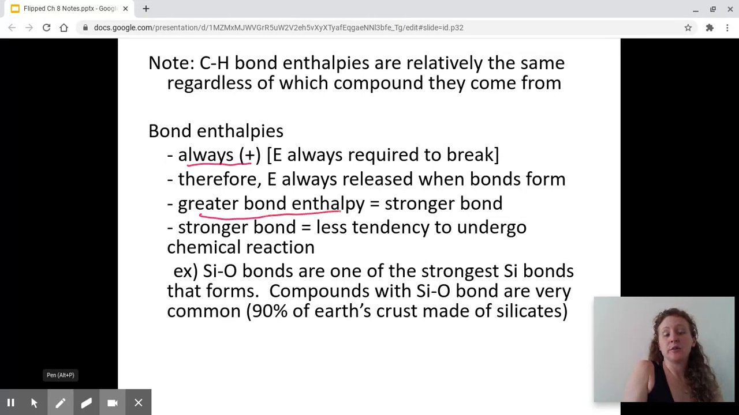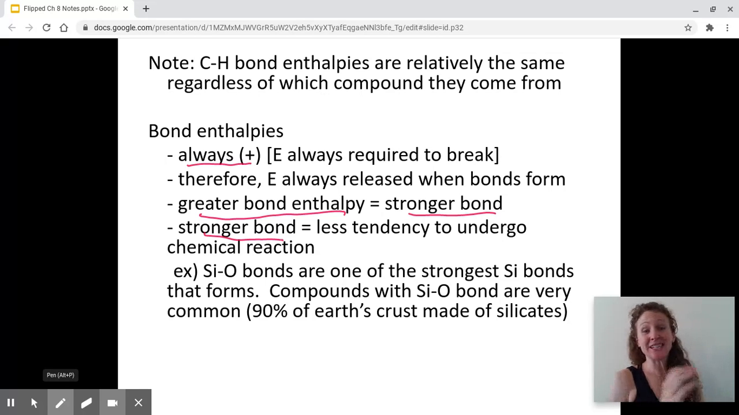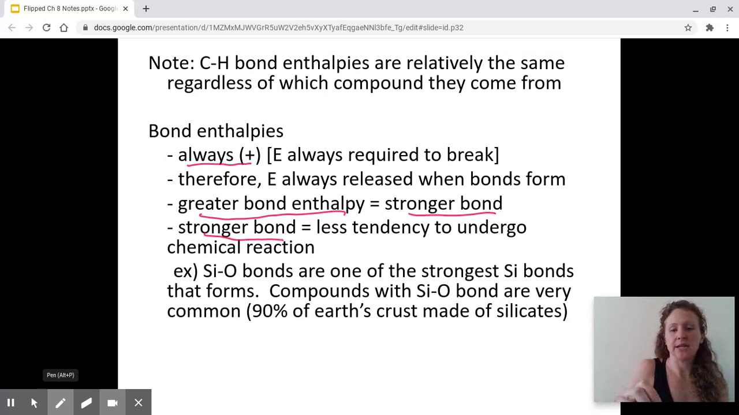If the bond enthalpy is greater, you can assume that the bond is stronger. So bond enthalpy becomes this indicator of bond strength. If there is a stronger bond present, then the molecule is less likely to enter into a chemical reaction. So we see this logic flow here, right? Greater bond enthalpy means stronger bond, means less reactive molecule. So those three things can be tied together.